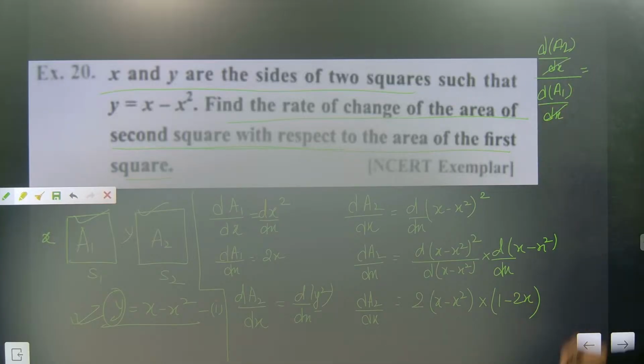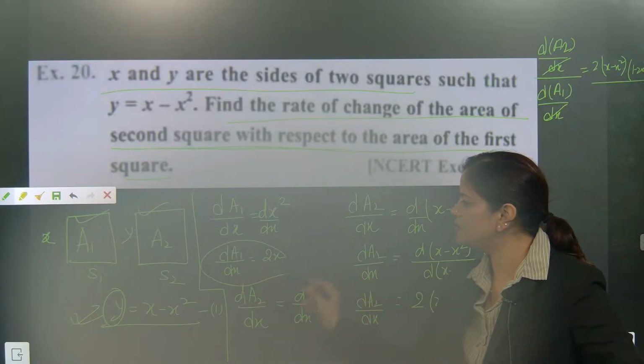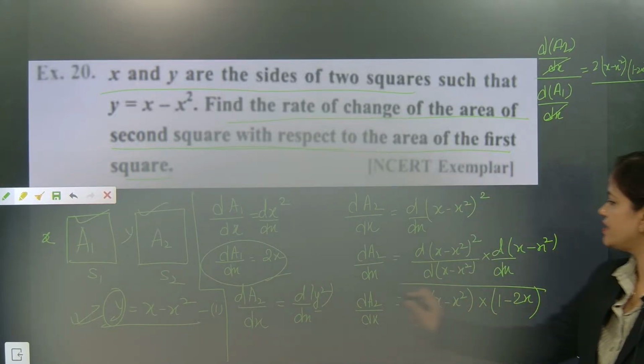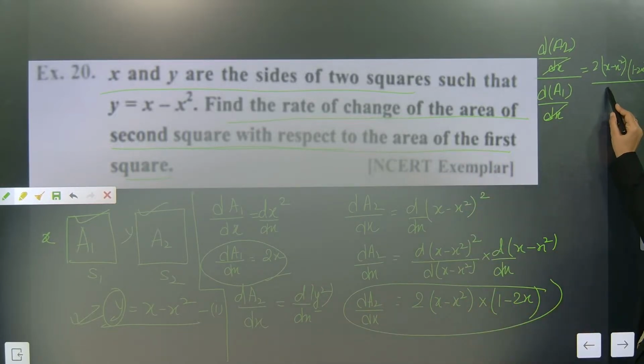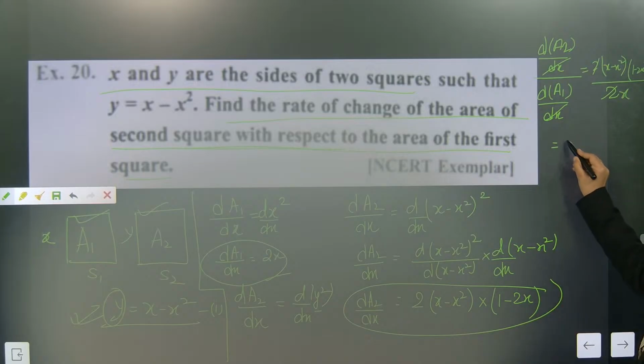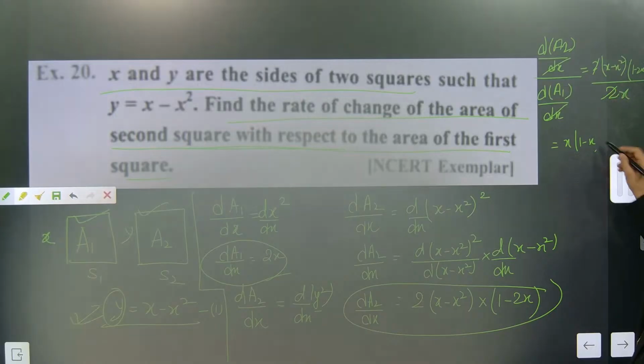Now here, what is the second area? The second area is this one, 2x minus x square, and then 1 minus 2x. And then what is the first area? The first area is 2x. So the second area part is this one, and we will substitute 2x down below. 2 and 2 will get cancelled. Now what will come? We take x out. So it will become 1 minus x and 1 minus 2x, divided by x.